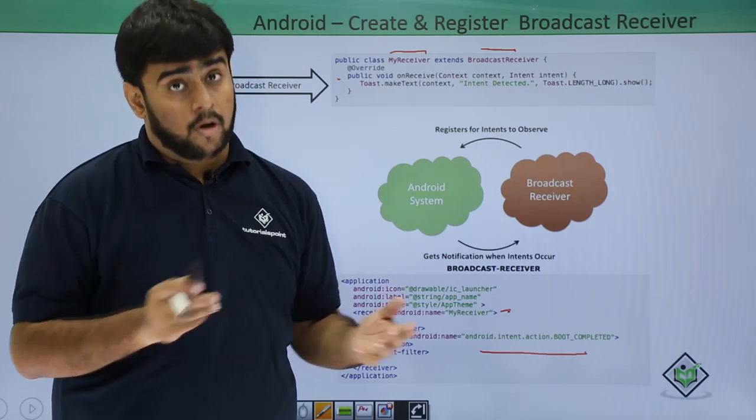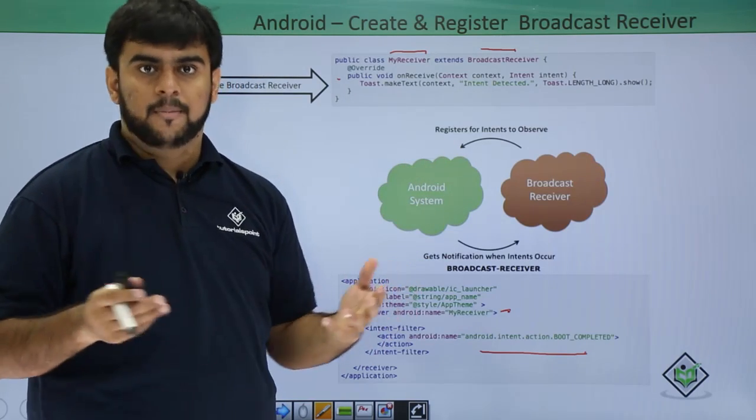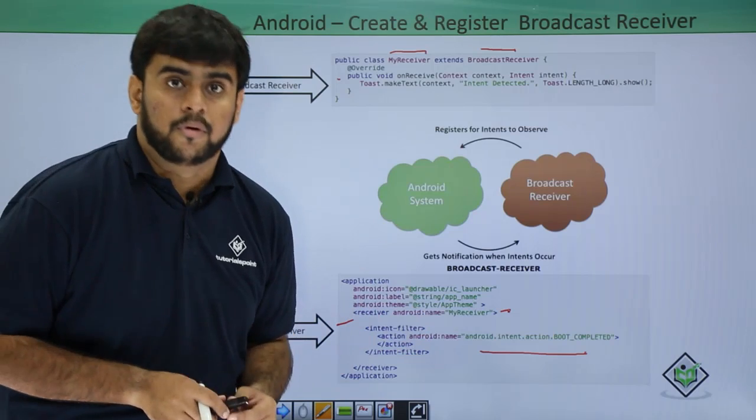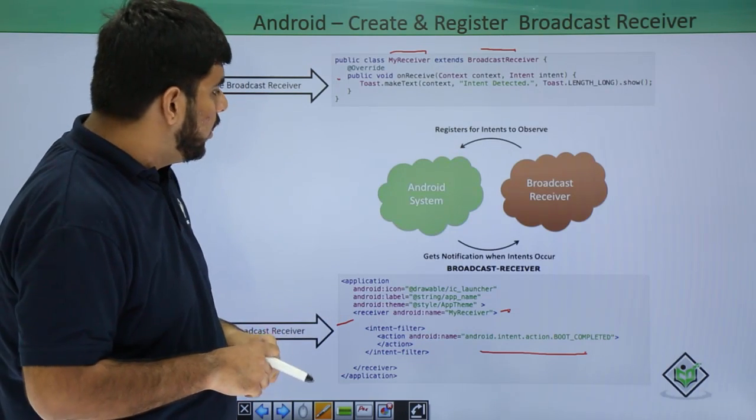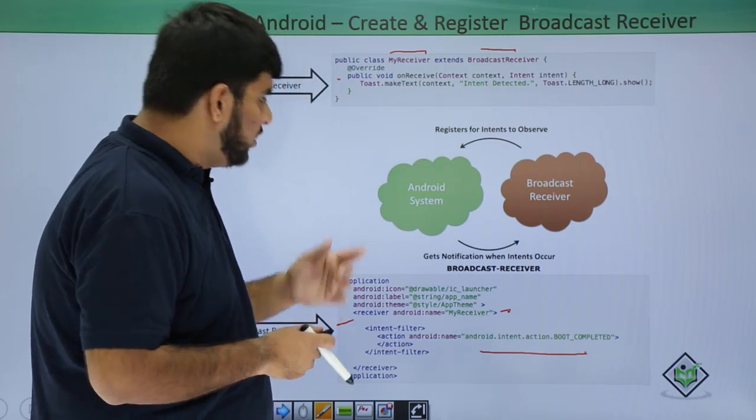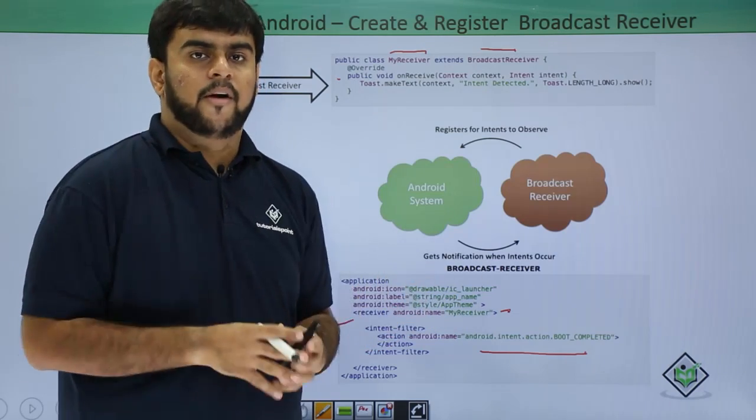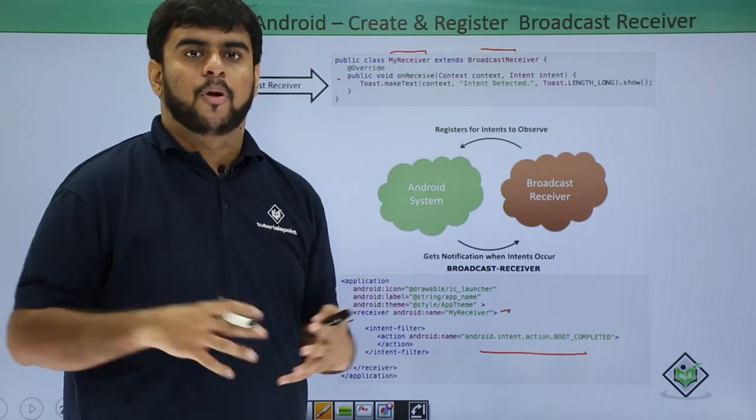and the user is able to have an automatic call blocker on in his phone. So that's how the broadcast receiver works. We can even create our own broadcast receiver intents. So let's quickly go to our Android Studio and see the working of a broadcast receiver.